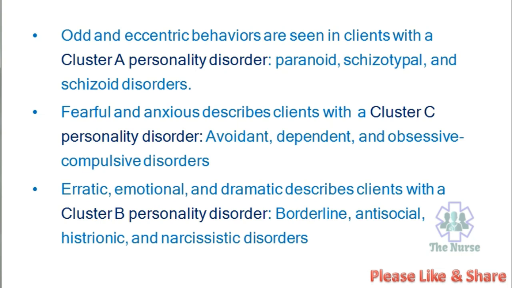Because schizoid, schizotypal and paranoid personality disorders come under cluster A personality disorder. Cluster A personality disorders have common factors like odd and eccentric behaviors. Fearful and anxious describes cluster C, which includes avoidant, dependent and obsessive compulsive disorders. In cluster B, erratic, emotional and dramatic behavior is common, and it includes borderline, antisocial, histrionic and narcissistic disorders. So there are three clusters: cluster A, cluster B and cluster C, each with some common behavior patterns.